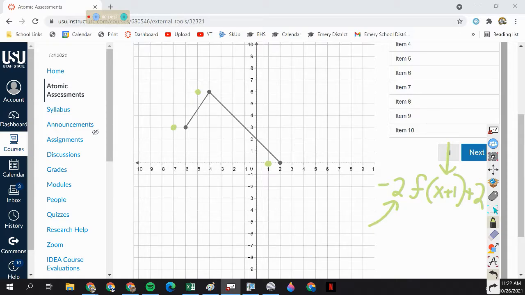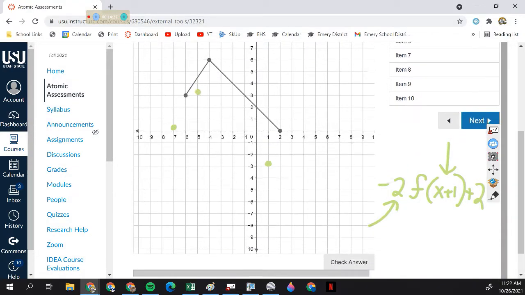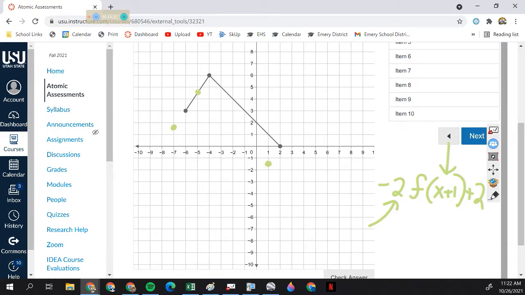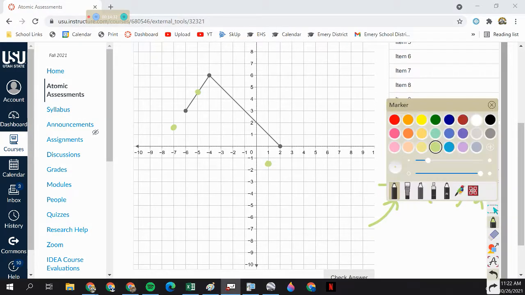twice as tall. Shoot. I don't see enough of the graph. Oh, well, I see what they did. All right.